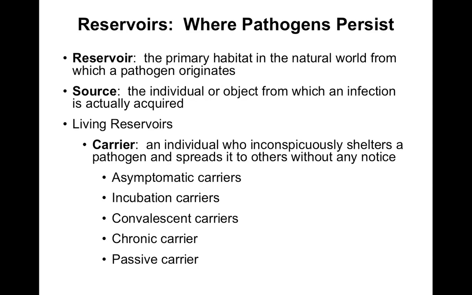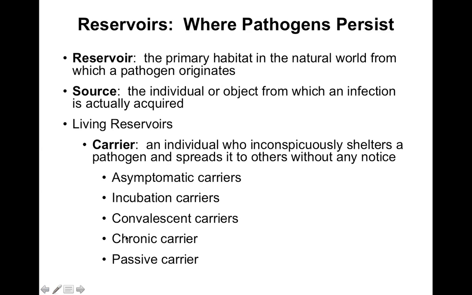So reservoirs: this is the primary habitat in the natural world where pathogens originate. Being a good pathogen, you need to be able to survive in the environment as well, because that's where you're going to be taken into your host. You don't have to multiply extremely fast or happily, but you have to be able to survive.